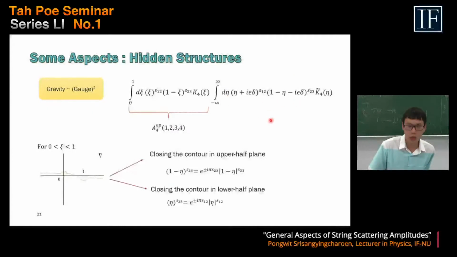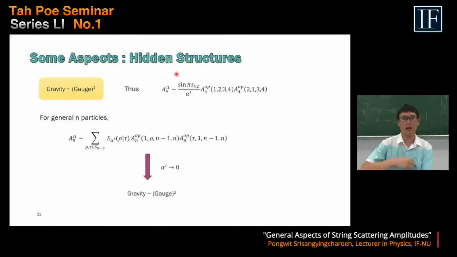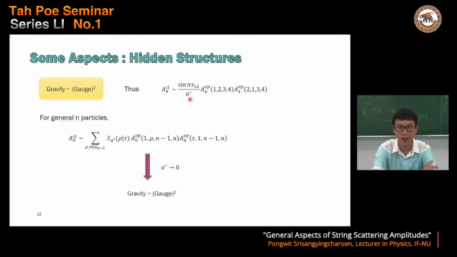open string amplitude with the phase factor correction, and that phase factor will transform to this factor here. In this case, it's basically a sine function of the kinematic terms, sine of s_12 here. And this is the basic example of how the KLT relation was derived.